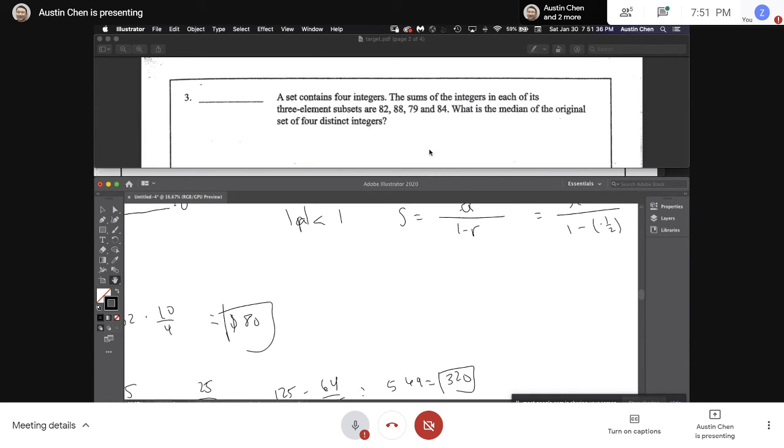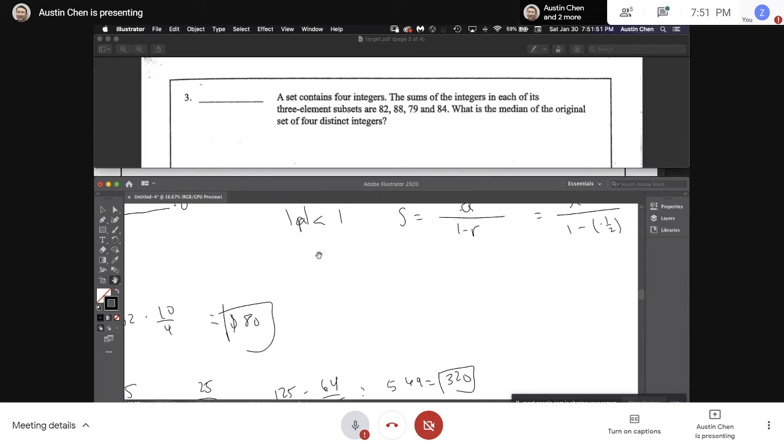The set contains 4 integers. The sums of the integers in each of its 3 element subsets are 82, 88, 79, and 84. What is the median of the original set of 4 distinct integers?